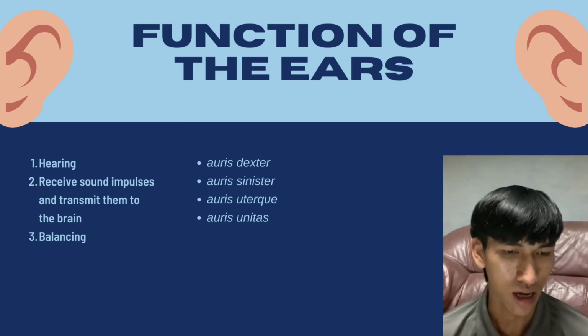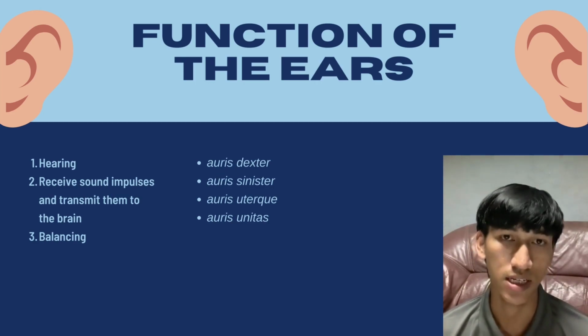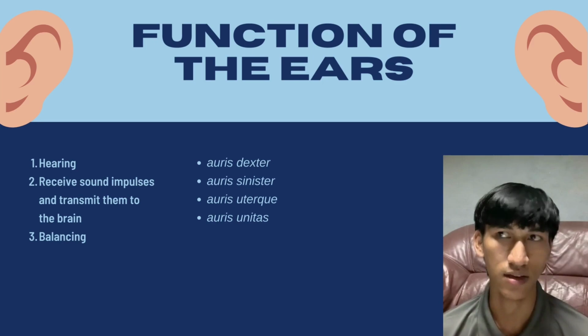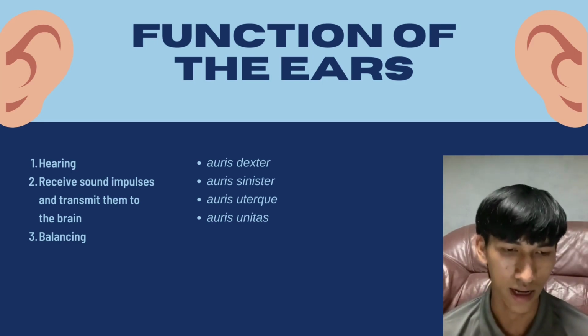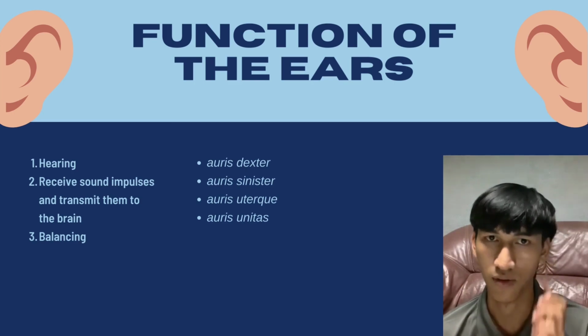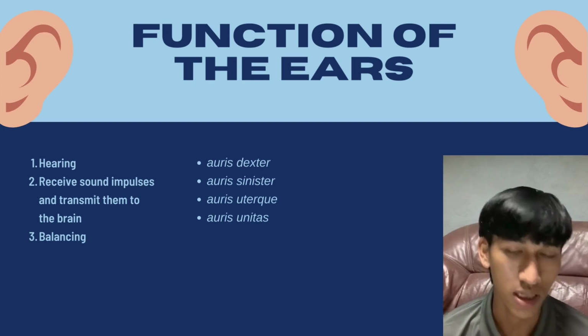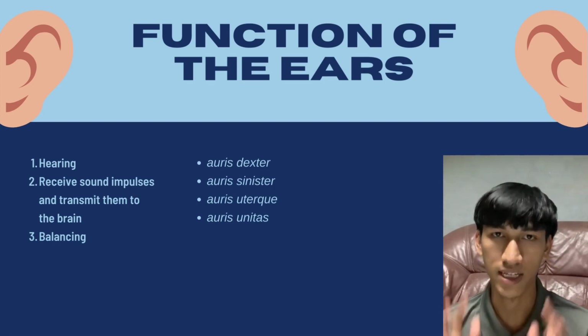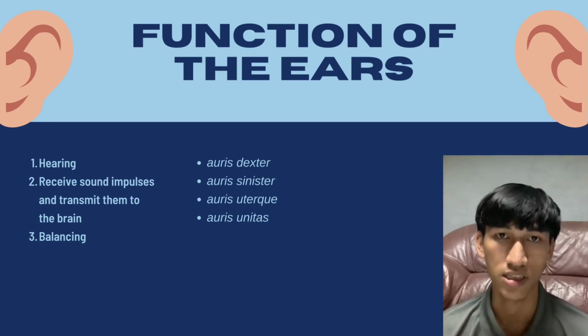I would like to talk about some abbreviations related to the ears. Firstly is auris dexter, which means right ear, and then auris sinister for the left ear, auris uterque for each ear, and lastly auris unitas, which is both ears.